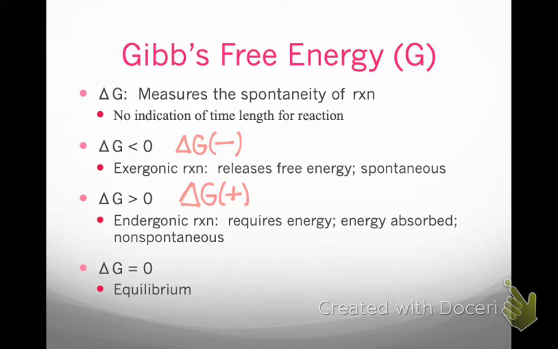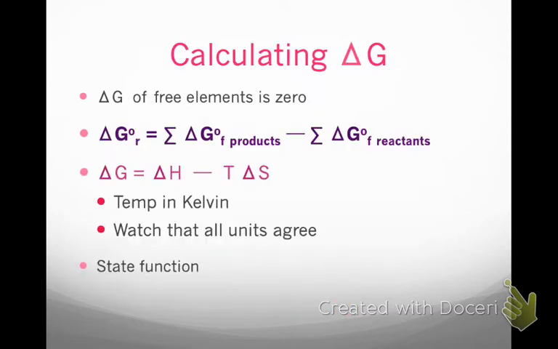And if delta G is at 0, that means it's at equilibrium. Times where delta G will be 0 would be if something is melting and it's at its melting point, or if something is boiling or vaporizing and it's at its boiling point. Those would be times where delta G would be at equilibrium. So those are just some good examples if you want to add those to your notes.